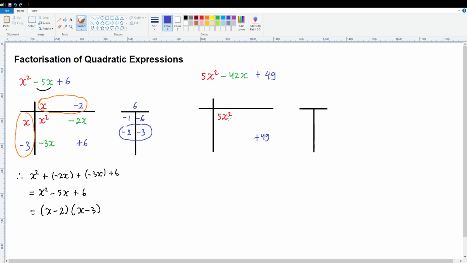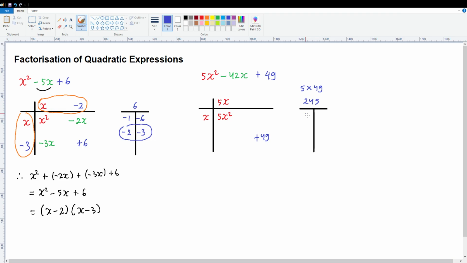So let's see the 5x squared first. We know that 5x squared can be composed of 5x and x, right? Because 5x times x is equal to 5x squared, correct? And then for the 49, it's not as simple, but you need to multiply 5 times 49 first. Checking it, we can get, let's write down here, 5 times 49 is 245. Get it? And then we can try to find two factors from it.